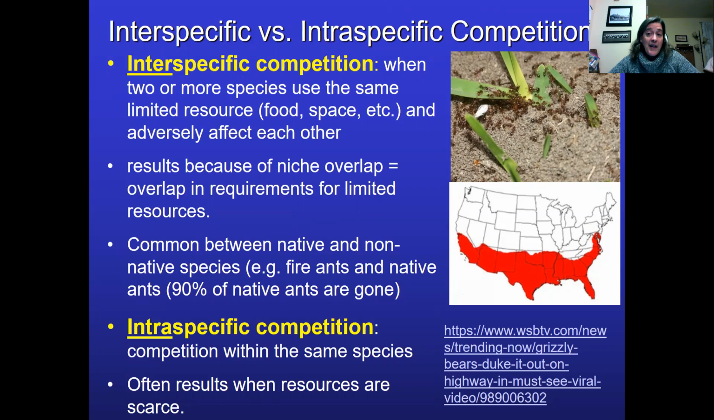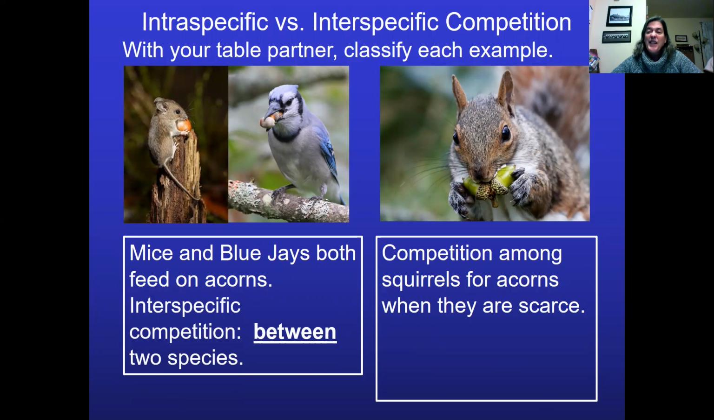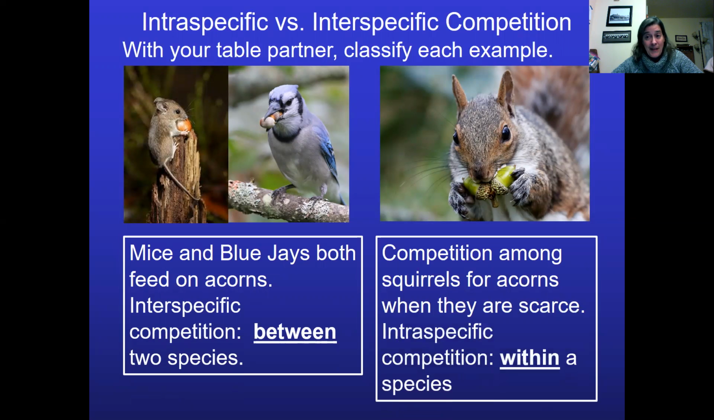And then there's intra-competition, which is competition within the same species. And then again, this can happen when resources are scarce. So if you look at these examples, if you're going to classify each example, the mice and the blue jays, they both feed on acorns. That would be interspecific competition because it's between two species. And then competition among squirrels for acorns and say the strawberries in my yard, that would be intraspecific competition. The squirrels competing with me for my strawberries would be interspecific competition.